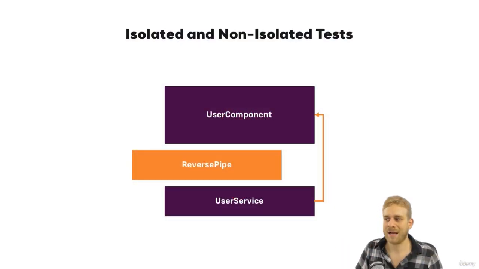This is our example app, and as you can see, we get a user component and a user service, and both are connected because we inject the user service in the user component. Now let's say we have a reverse pipe, which reverses any string. That pipe can be tested isolated.